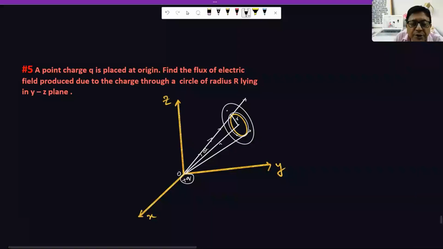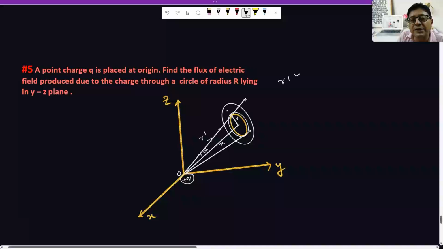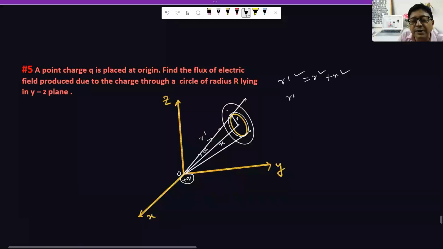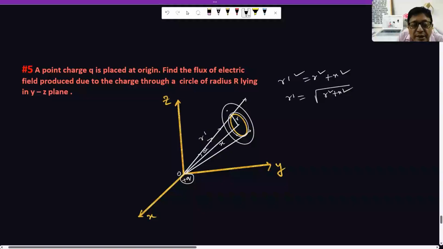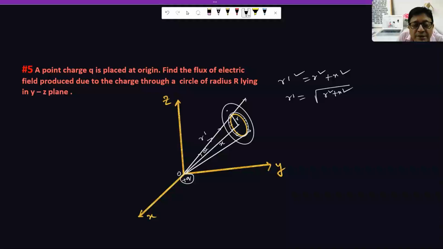Distance from origin be x. Then on this ring, any point is at a distance r dashed, and r dashed square will be equal to r square plus x square. So r dashed is going to be under root r square plus x square. And through this elemental portion, how many field lines are passing? That you have to get by the same formula.